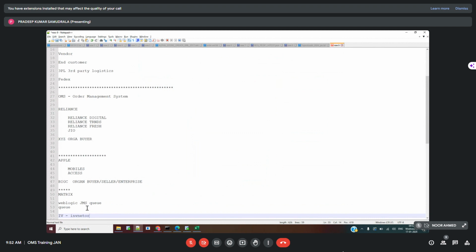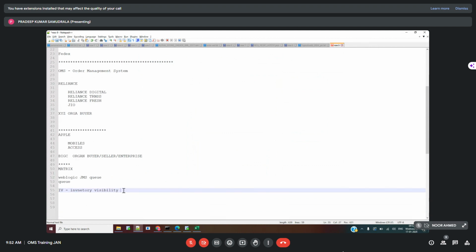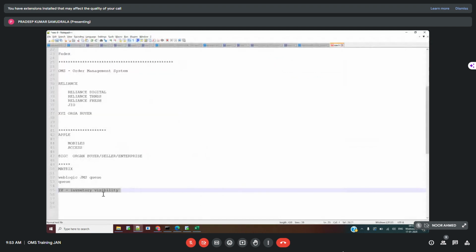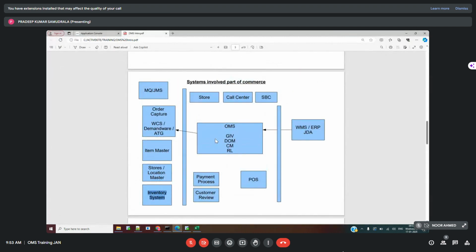So most of the latest implementations, or I can say the recent implementations where IBM Sterling OMS is used, they are going with this IV, the inventory visibility. So inventory visibility is an external application from OMS where the inventory management is done, and OMS will talk to IV over REST calls. And coming to within Sterling, whatever you are seeing between these two bars, all these things are done by Sterling or the order management system.